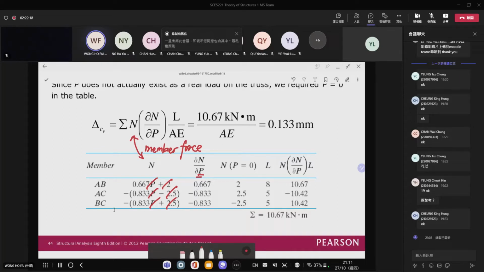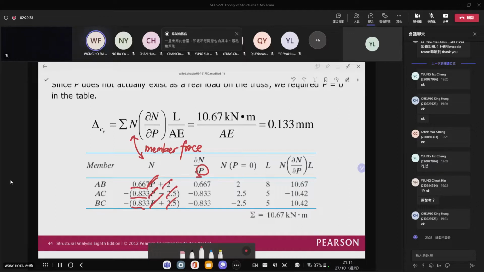So the differentiation again is easy. If it is a number, just take it away. And then if you see a P, because it differentiates with respect to P, you just cross the P out, then the number remaining will be dN/dP. Okay?